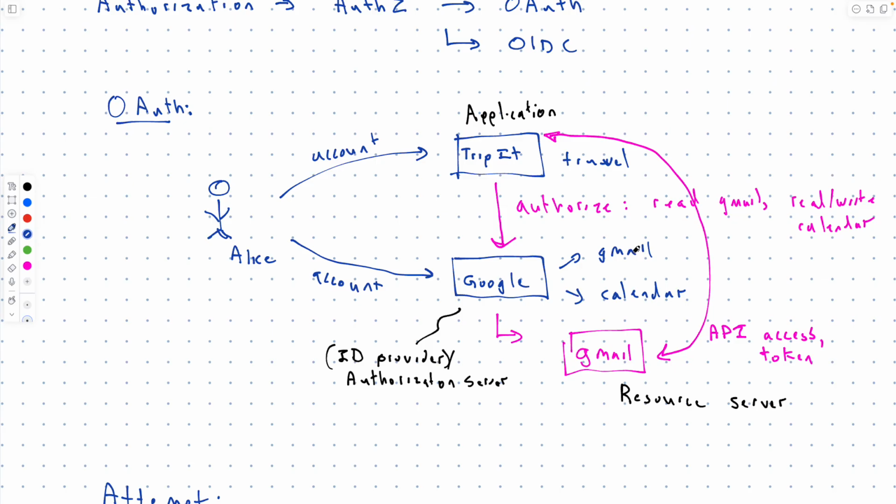Okay. And none of this matters. It's not important to understand TripIt per se, but it's just to think about one website getting access to the resources of another website.